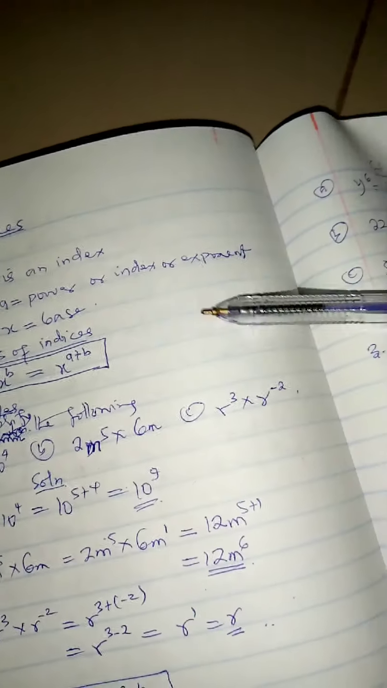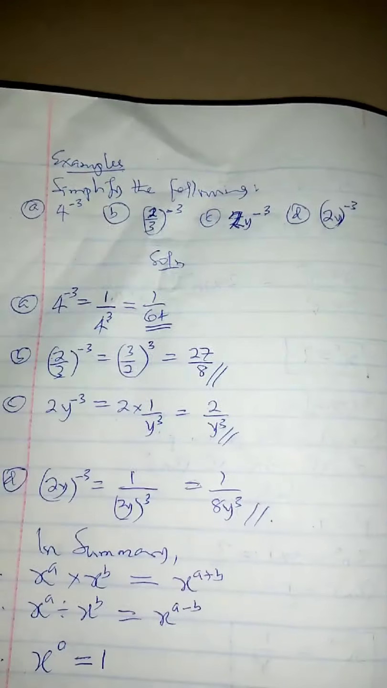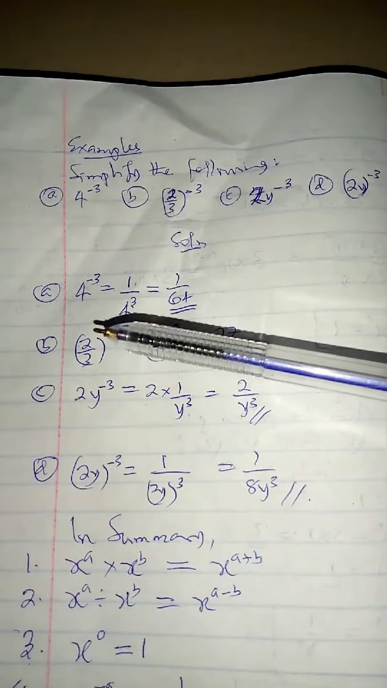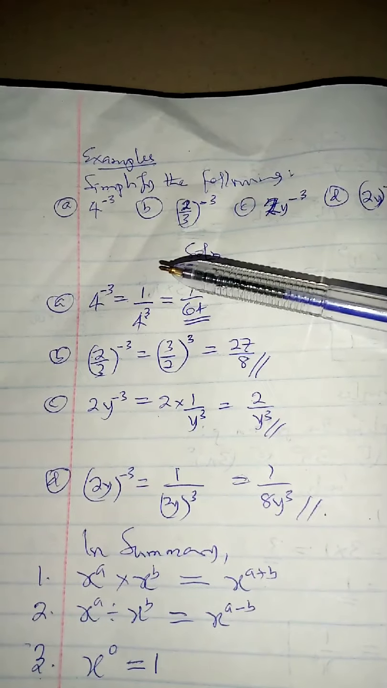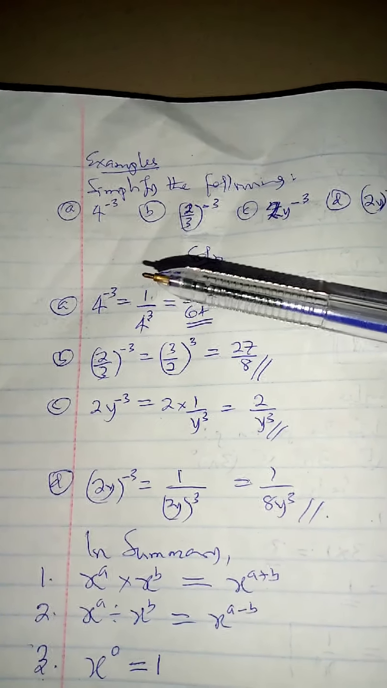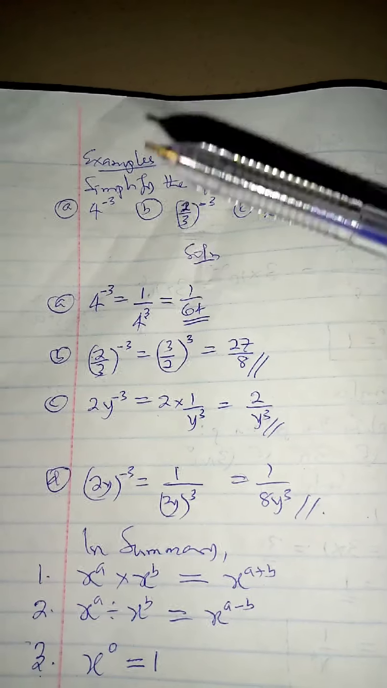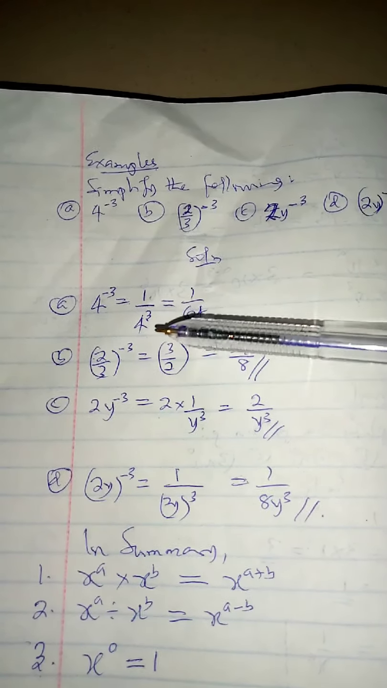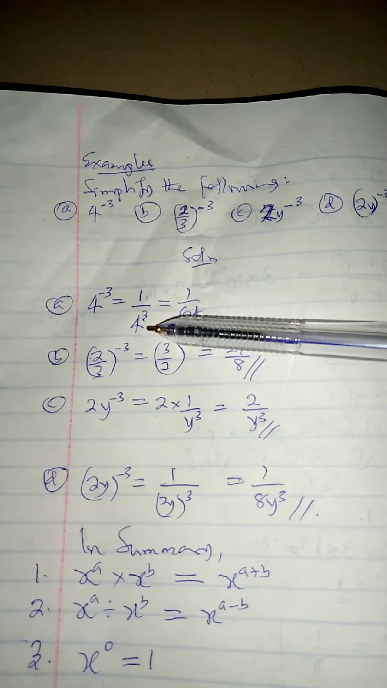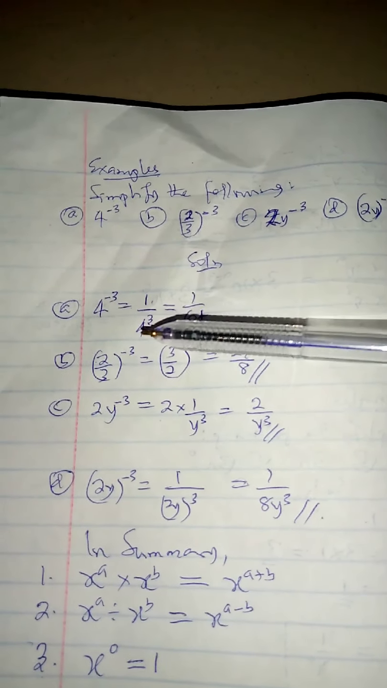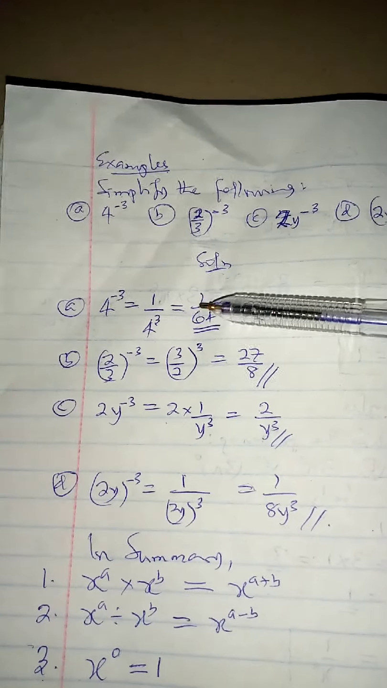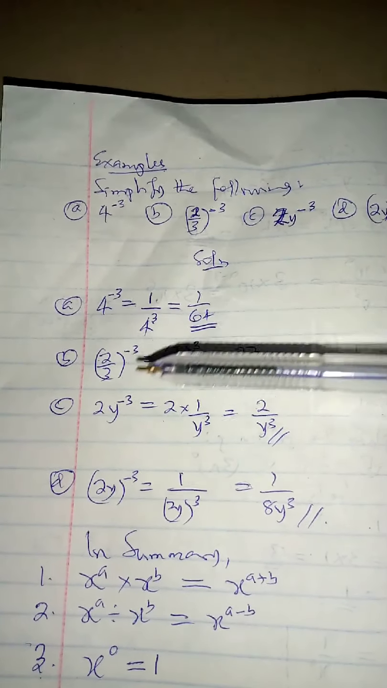Application, if you want to apply this, let's apply it to solve this. 4 raised to power minus 3. You apply the first one, that is x raised to power minus a, which is 1 over x raised to power a. So it is 1 over 4 raised to power 3. 4 raised to power 3 is 4 times 4 times 4, which is 64. Your answer is not 64, but 1 over 64.